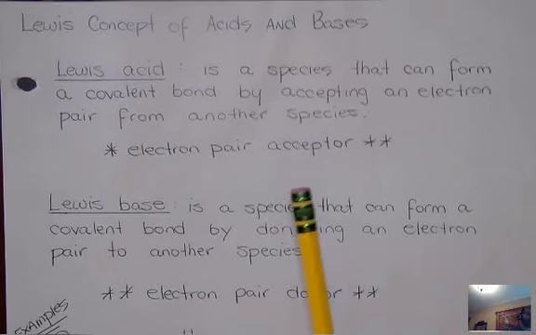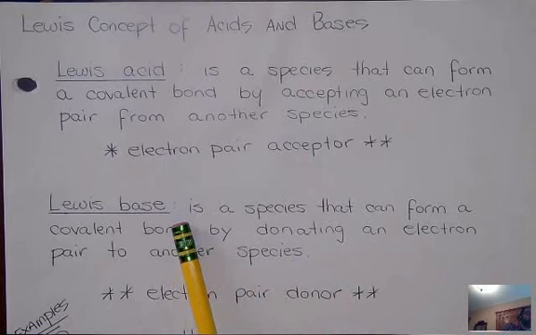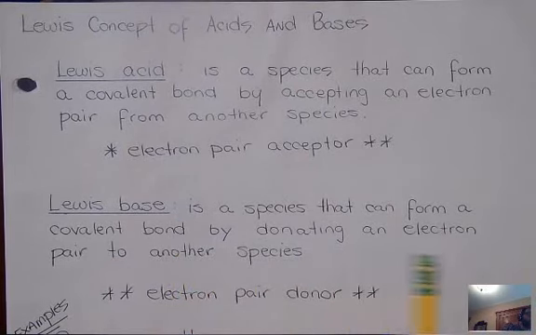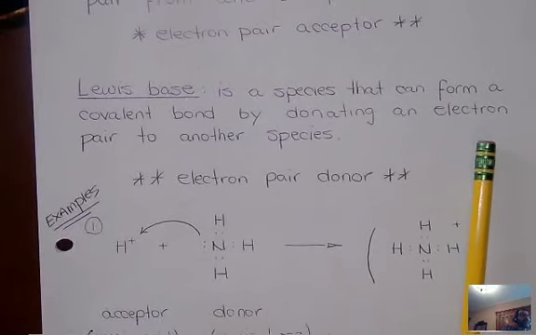A Lewis acid is something that accepts an electron pair. A Lewis base is a chemical species that can form a covalent bond by donating an electron pair to another species. So an electron pair donor is a Lewis base. Now, here's some examples. Let's go through a classic example and then we'll talk about why.